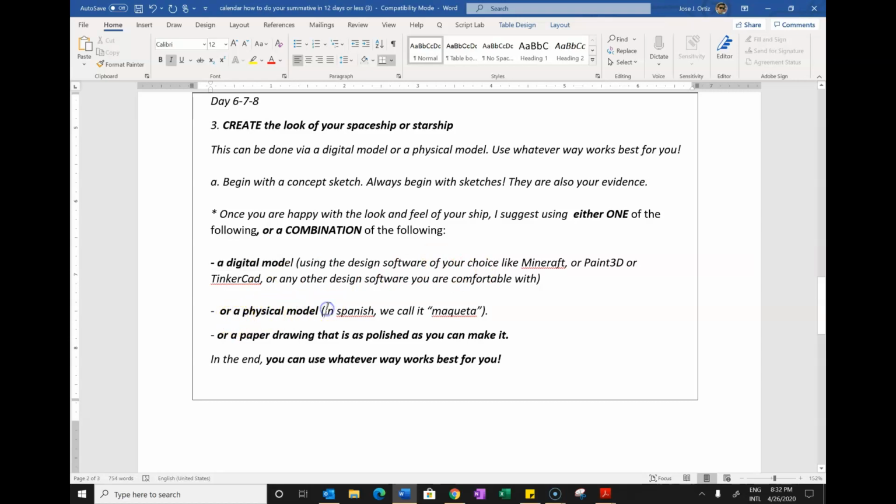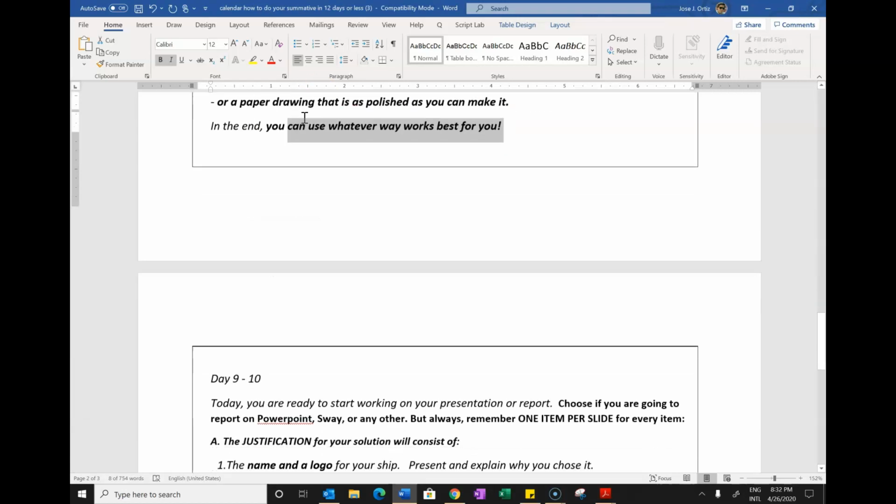Or a physical model. In Spanish we call it maqueta, which means that you build a little model. It doesn't have to be fancy, it just has to include all the parts that are necessary. Or it can be a paper drawing that is as polished as you can make it. It means that if you draw it on paper, yes, it is acceptable, but it has to look as good as you can make it, okay? And in the end, you can use whatever way or ways work best for you. And that's for the next chapter.